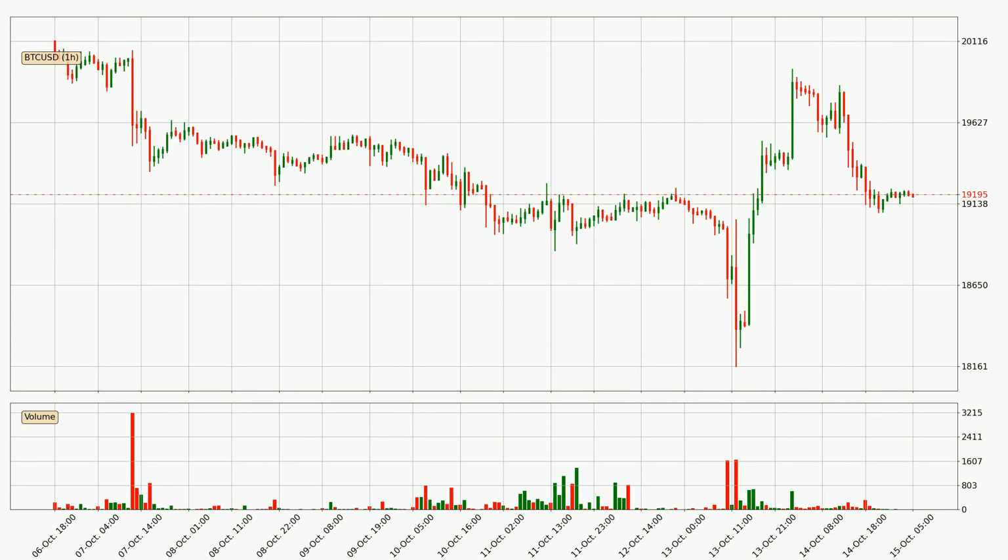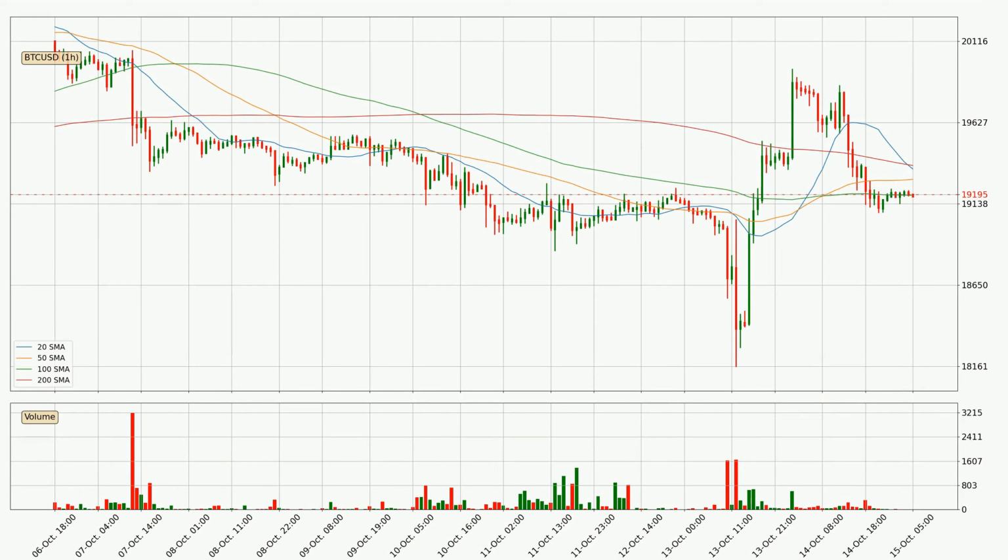Looking at the Bitcoin hourly time frame, the price moved down around 3.1% in the last 24 hours, with a current price of $19,195. However, the volume wasn't especially high, so this move wasn't very strong.